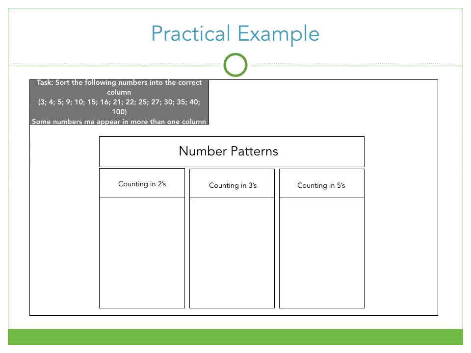So what is required of the learners is to look through the list of numbers and identify which number you would come across when you're counting in twos, in threes, and in fives. And remember, one number can fall into more than one category. This is what the mind map at the end should look like.